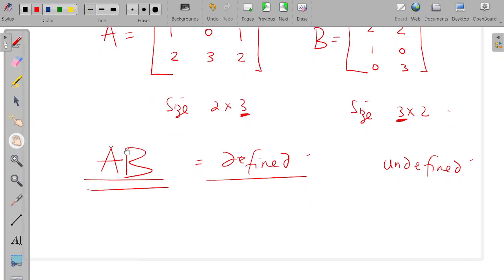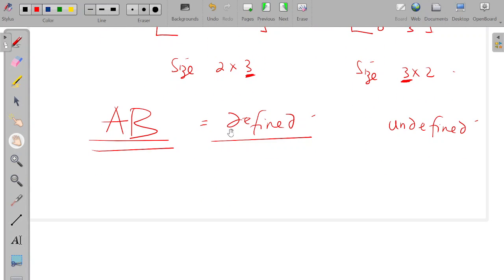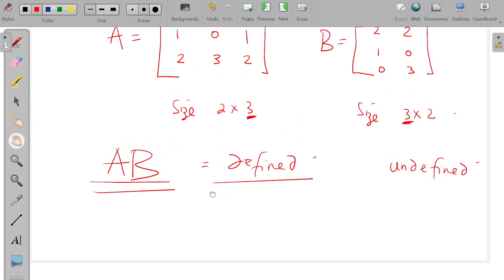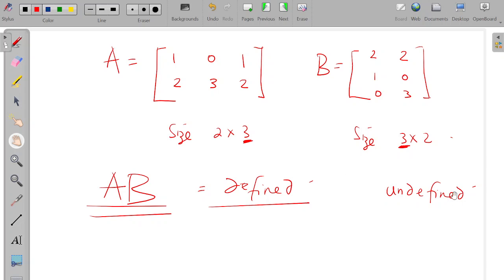Recall, when we're doing addition and subtraction, the only condition we need is that the sizes must be the same. So if the sizes of the two matrices are not the same, then the operation for addition or subtraction is undefined. Now for matrix multiplication, the only condition that makes it undefined is when the number of columns of the first matrix is not the same as the number of rows of the second.